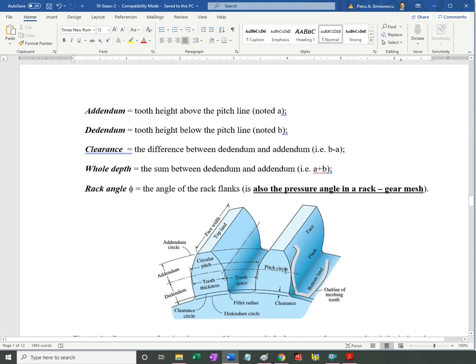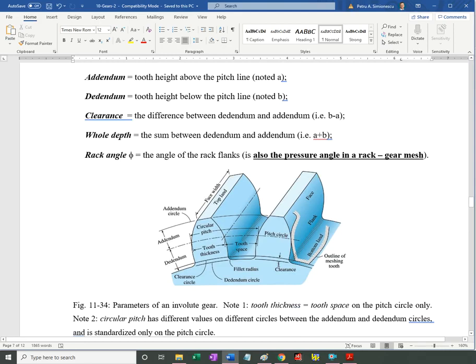Clearance is the difference between dedendum and addendum. You need to have some clearance to allow for thermal expansion and for clearing the tool. So teeth, after being generated with the cutting tool, oftentimes are finished with a grinding wheel, and you'd need that clearance.